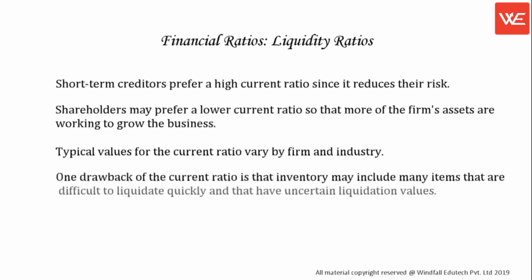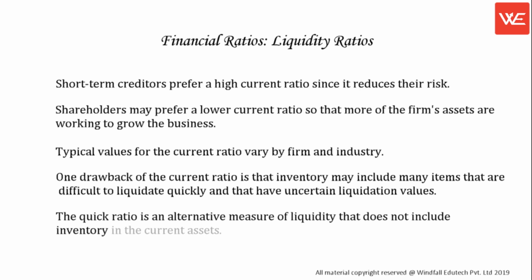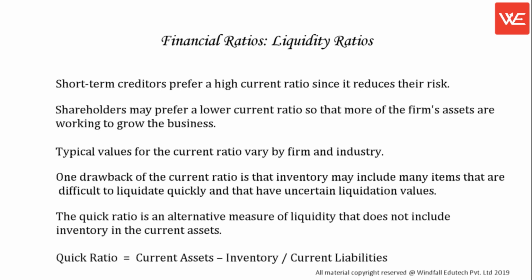inventory may include many items that are difficult to liquidate quickly and that have uncertain liquidation values. The quick ratio is an alternative measure of liquidity that does not include inventory in the current assets. Quick ratio equals current assets minus inventory, divided by current liabilities.